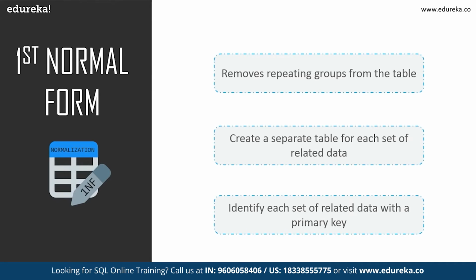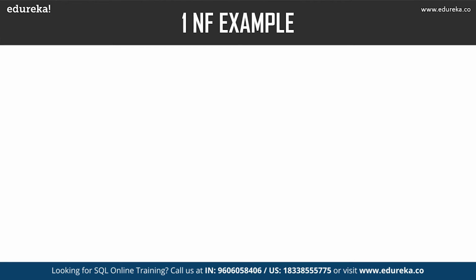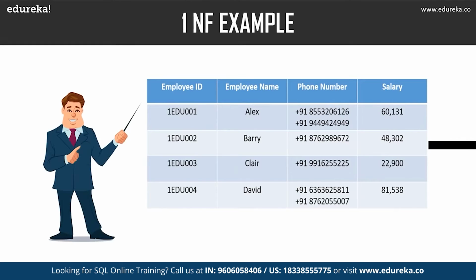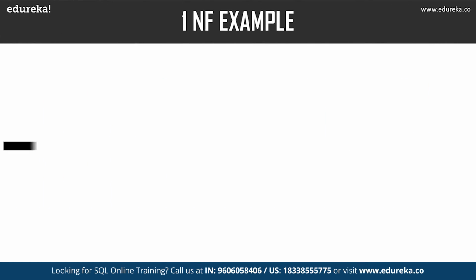To understand this in a better way, let's look at the given table. In the employee table, we have employee ID, employee name, phone number, and salary as columns. We can clearly see that the phone number column has two values. Thus, it violates the first normal form. Now, if we apply the first normal form to the above table, we get the following result.